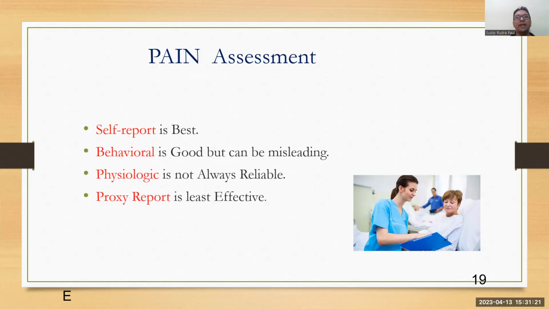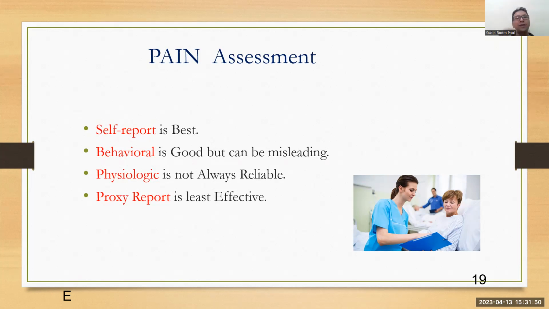If we see pain assessment, self-reporting is the best. Always we have to take the pain history from the person who is having pain. Behavior: if the patient cannot express verbally, we look at the patient's behavior. Sometimes in the ICU, the patient is unconscious, but the patient is grimacing like anything, is a little restless, and is withdrawing the body parts from the pain site.